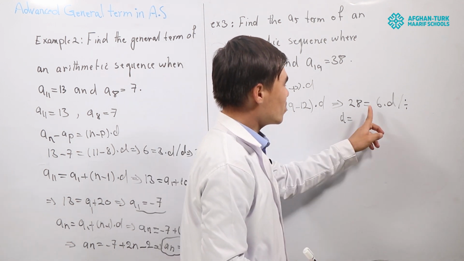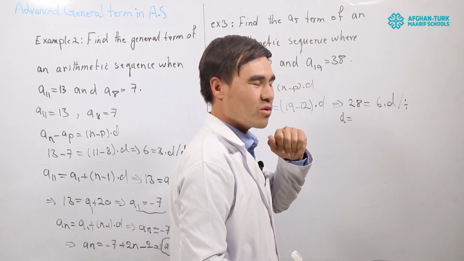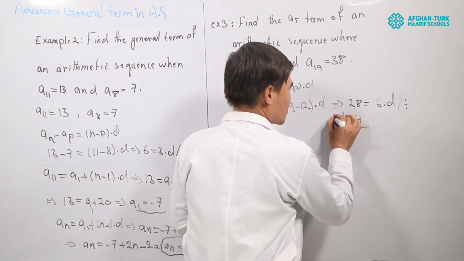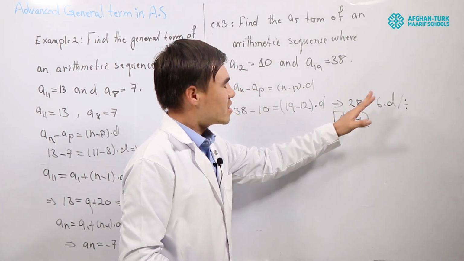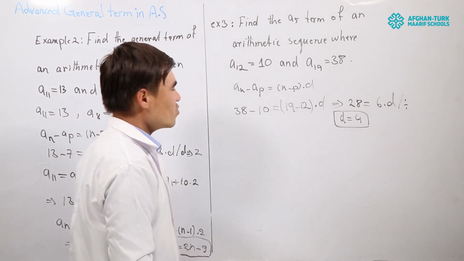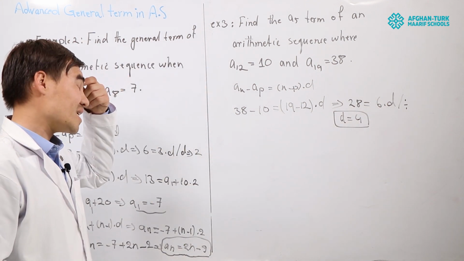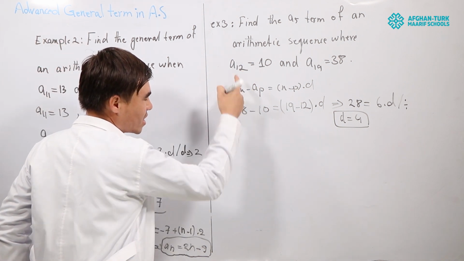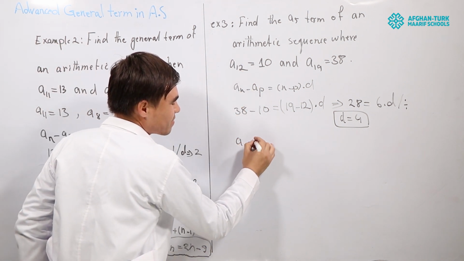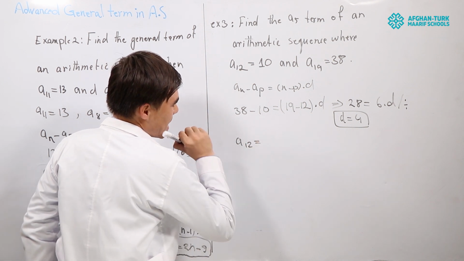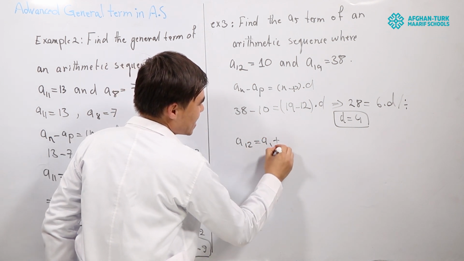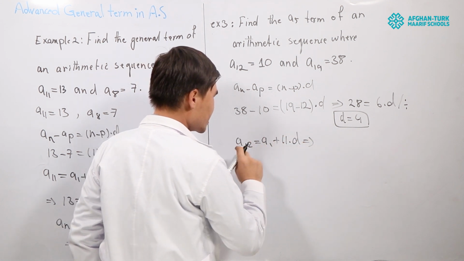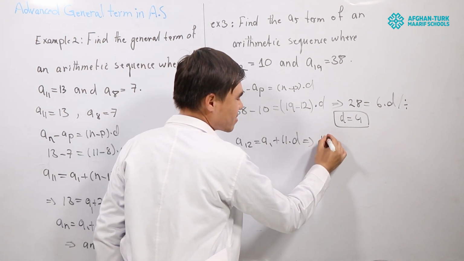d is 28 divided by 6, which will be 4. Yes, we could find the common difference here, and now we must find the first term. And for the first term we can use this: a_12 is equal to a_1 plus, we can write, 11 times d. Here, a_12 is equal to 10.